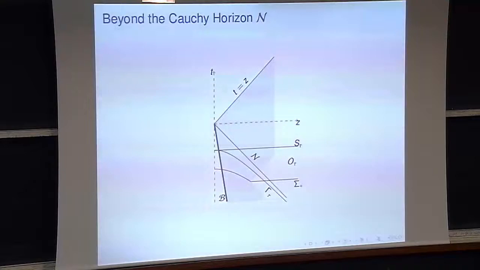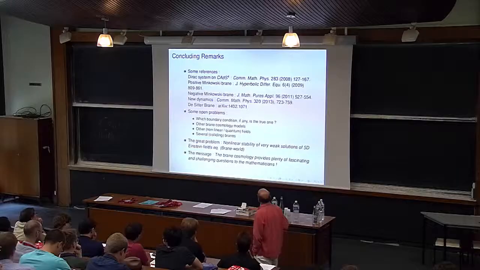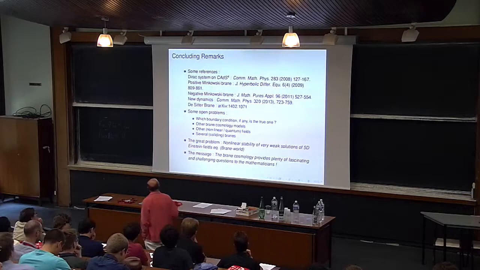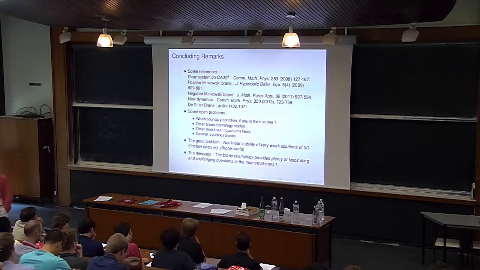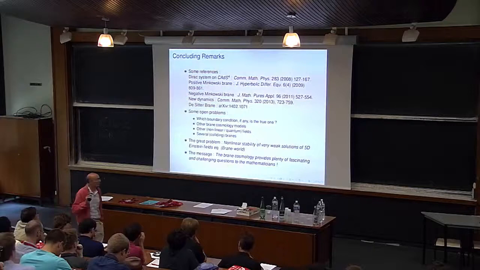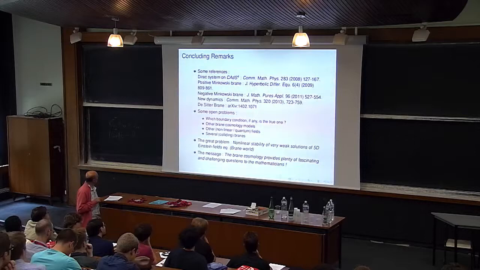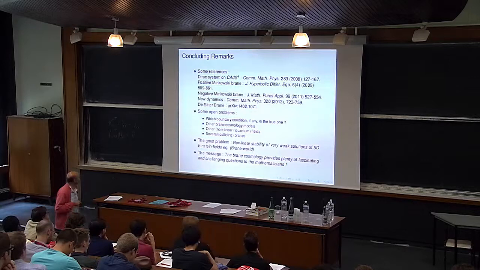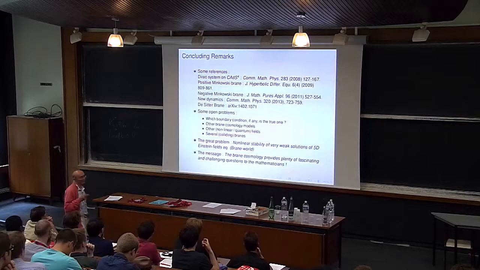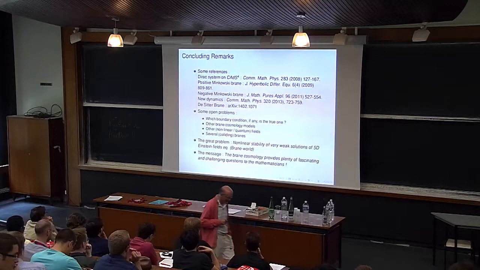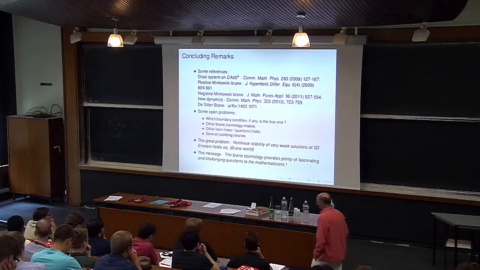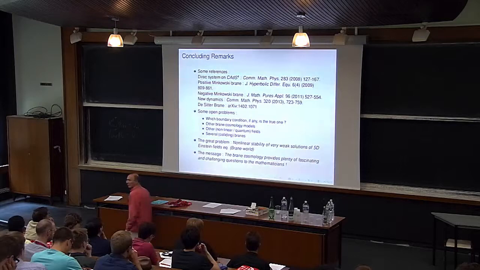Well, I conclude, there are some references. I mentioned some open problems. We have constructed a very large family of new dynamics, with boundary conditions. Which one is the true one, no idea. It will be interesting to consider other brane cosmology models, in particular colliding branes models. The great problem, the huge problem, is the nonlinear stability of the cosmological model with brane. We deal with a very weak solution of the 5D Einstein field equation. This problem is totally open.